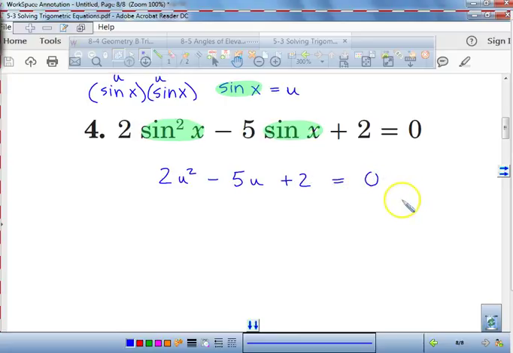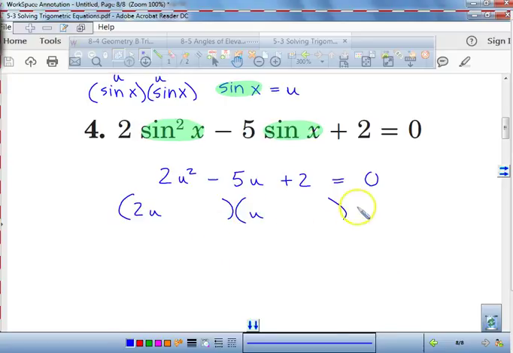Now, there's a particular reason why I decided to do this, because this is a quadratic. And you all should have had algebra 2 and algebra 1, so you should all know how to factor this trinomial. So if you would, please go ahead, try to factor it, see if you can do it. Put a 2u here and a u there, see if you can factor it.